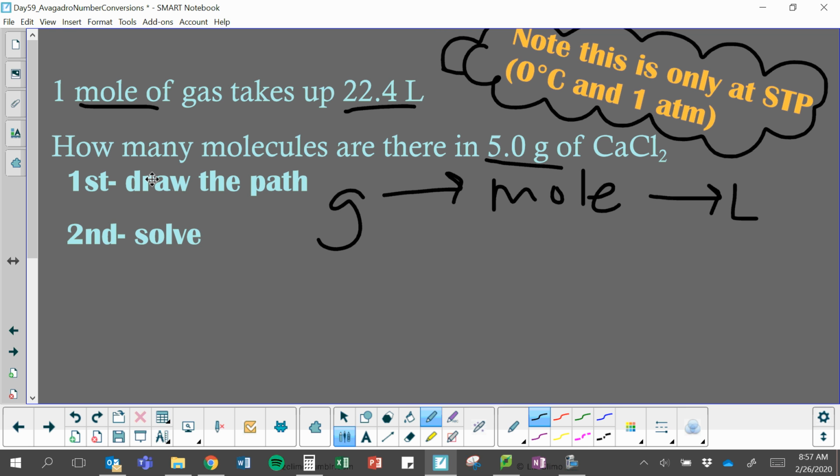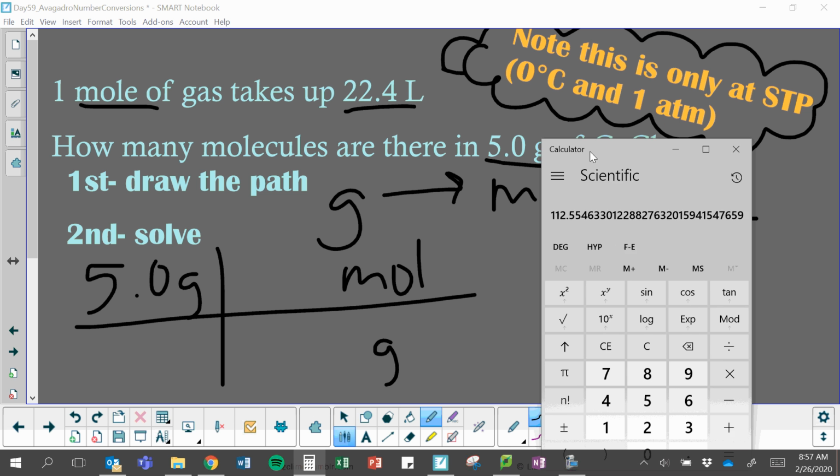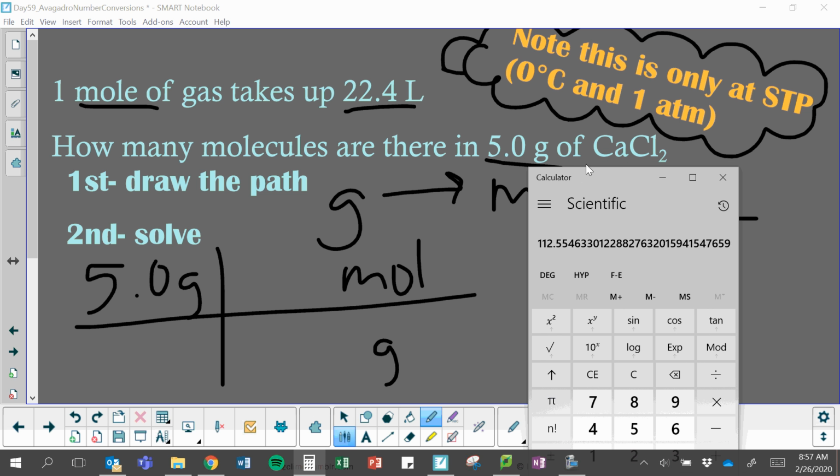So we're starting with our grams, so we have 5.0 grams. We can now convert grams to moles, so we're going to put grams and then moles up here. We need the mass of calcium chloride, which I think I did earlier, but we can go ahead and do it right here. Calcium's mass is 40.08, plus there are 2 chlorines, and chlorine's mass is 35.45.